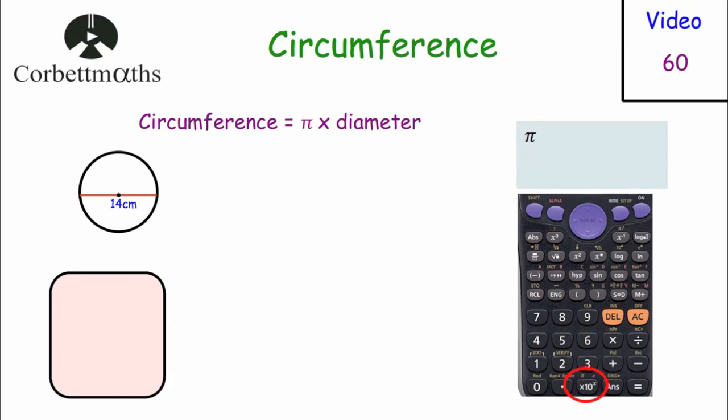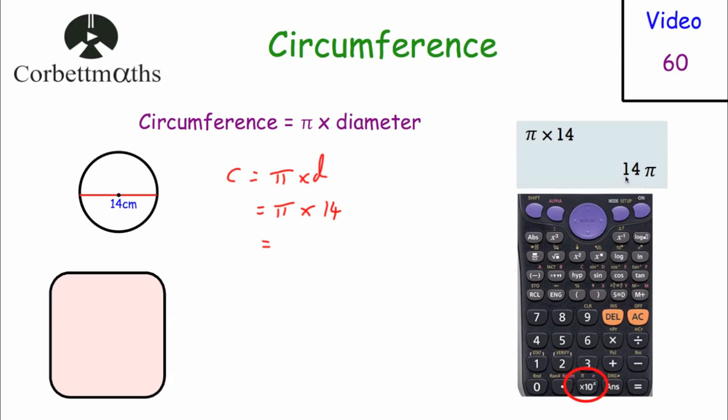So in this question, we've been asked to find the circumference of a circle that has got a diameter the whole way across of 14 centimetres. So the circumference of the circle is pi times diameter. So it's going to be pi times the distance across the circle, which is 14. So that's going to be pi times 14. On our calculator, we press shift and then the pi button, this one here, and it'll bring up pi. Then you'll do times 14, and then press equals, and it will tell us the circumference of a circle.